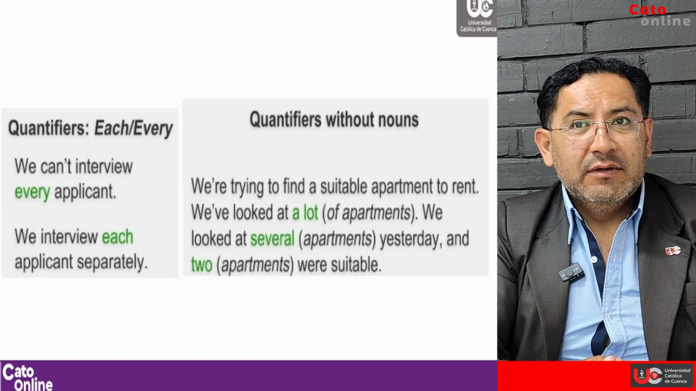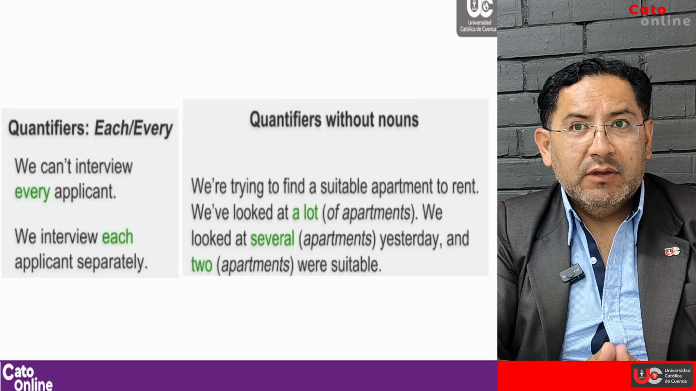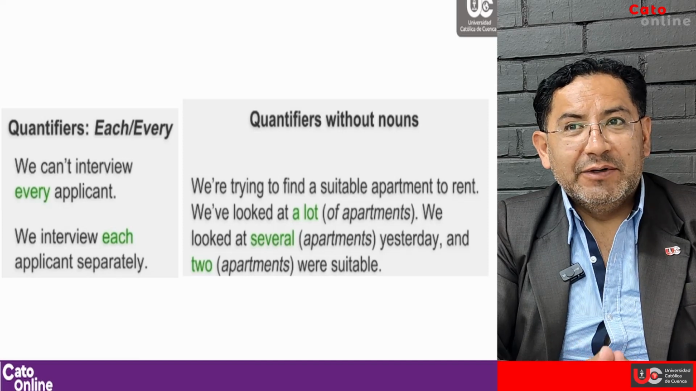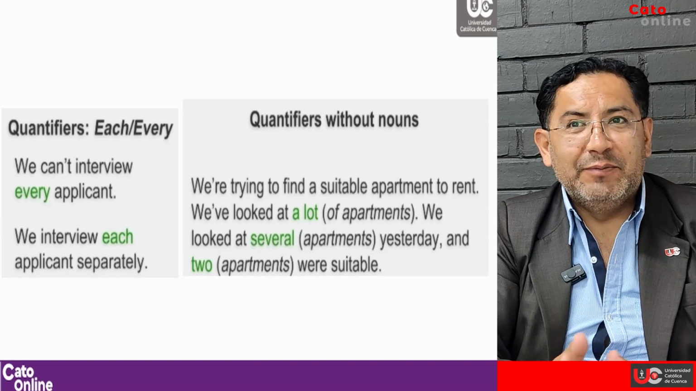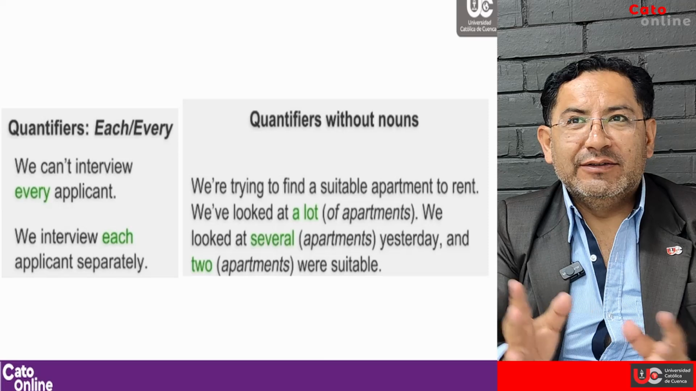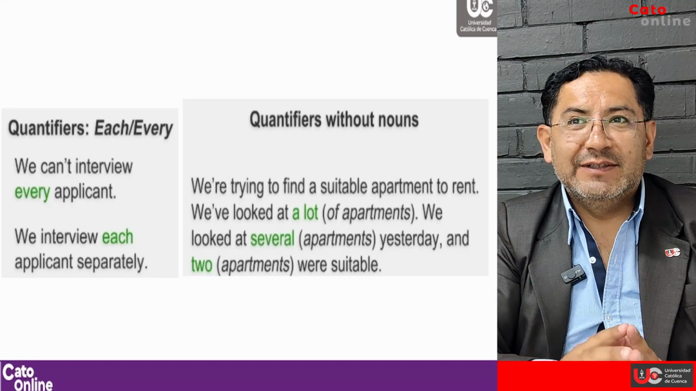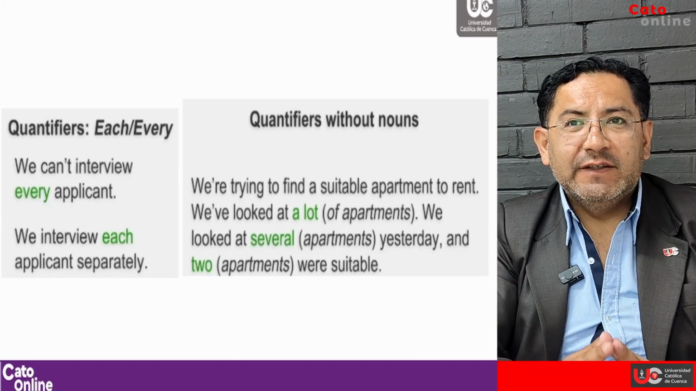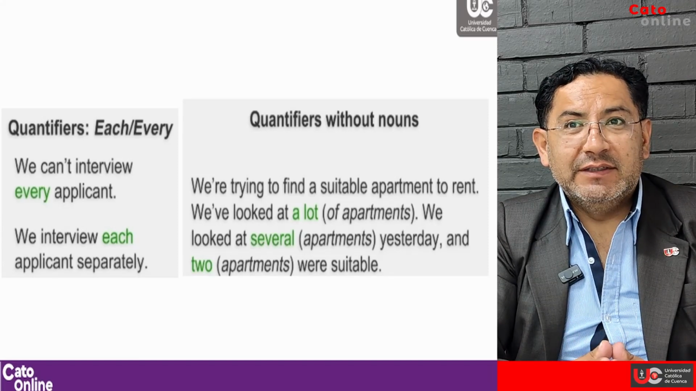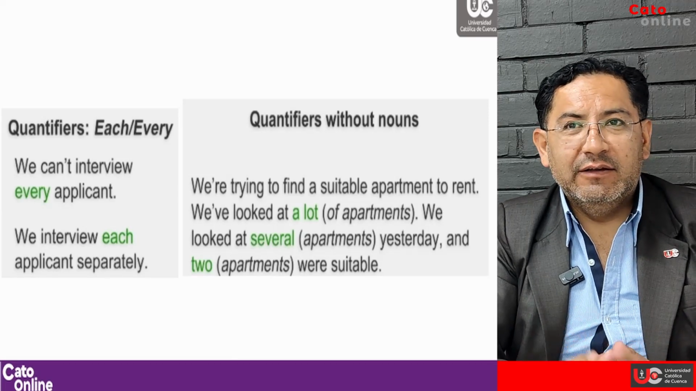Quantifiers without nouns. We're trying to find a suitable apartment to rent. We've looked at a lot of apartments. We looked at several apartments yesterday, and 2 apartments were suitable. What's the idea? We can use them without nouns. In the first sentence, we say apartment, and you have to notice that you are talking about apartments. If I say I looked at a lot of, several, or 2, that's the idea, no?